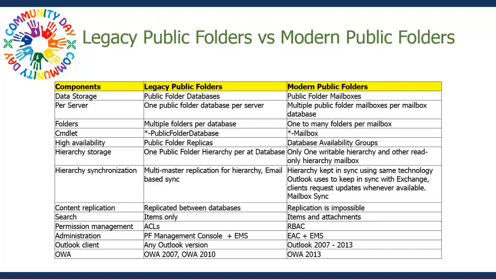Hierarchy storage. One public folder hierarchy per database. Now we have one writable hierarchy per mailbox and others are readable. What does it mean? It means that access to the public folder is faster. You connect to any mailbox and you have the hierarchy available, so you can view your public folder and disconnect.